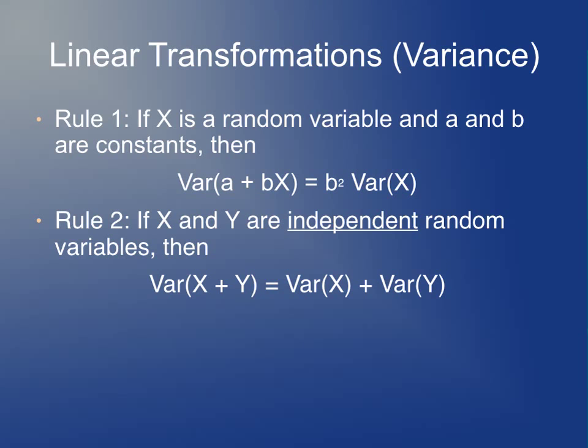The second rule is if x and y are independent random variables, then the variance of the sum is equal to the sum of the variances. That only works if x and y are independent. That formula does not hold in general if they're not independent.